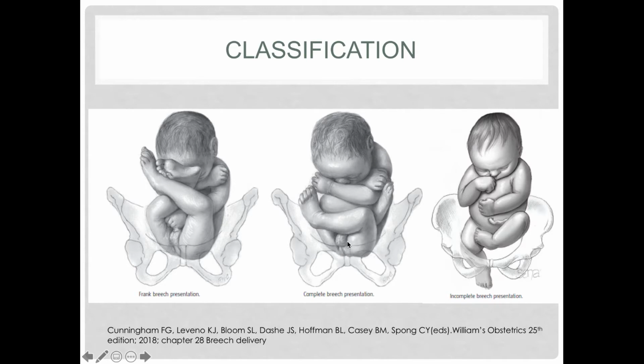With a complete breech, both hips are flexed and both knees are also flexed. With an incomplete breech, one or both hips are extended, and as a result, one or both feet or knees lie below the breech, such that a foot or knee is lowermost in the birth canal. A footling breech is an incomplete breech with one or both feet below the breech, such as you see here in this picture.